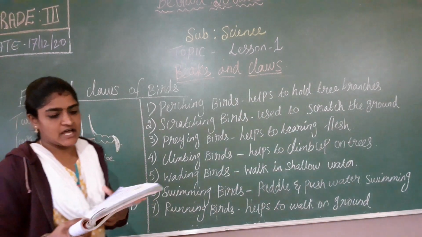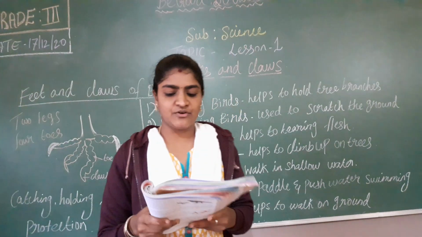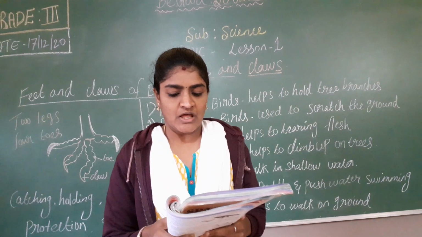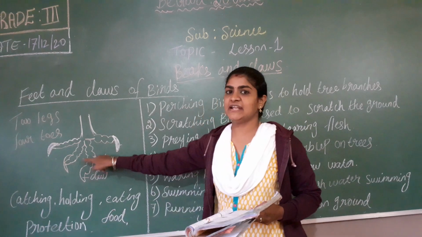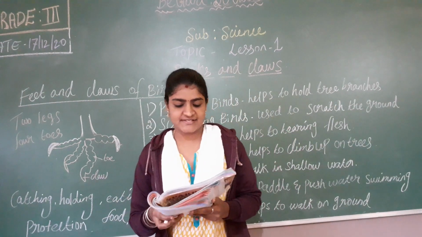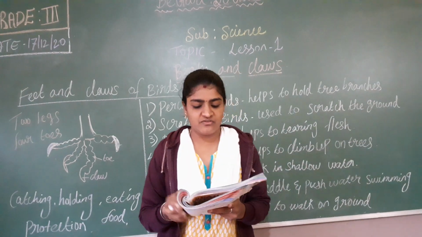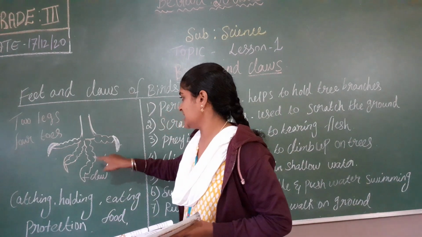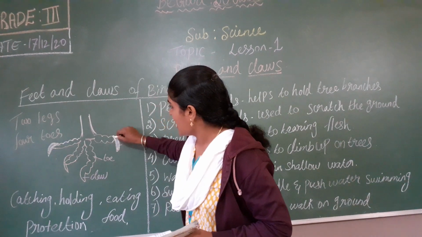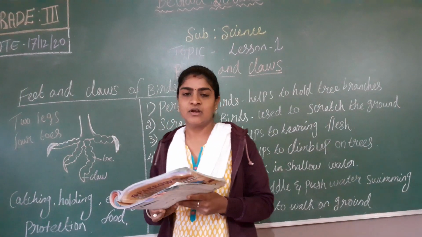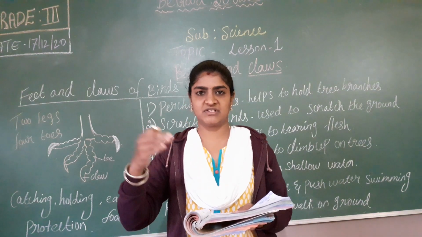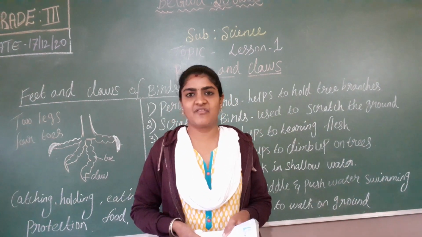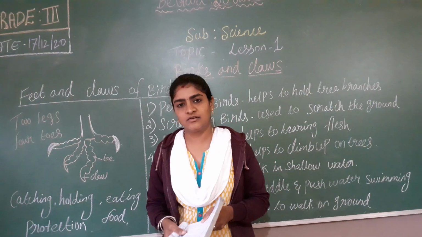All birds have 2 feet. Most birds have 4 toes in each foot, 3 in the front and 1 at the back. Each toe ends with a very hard nail, which is called a claw. The shape and size of the feet and claws are different from bird to bird. All the birds won't have the same type of toes and claws.